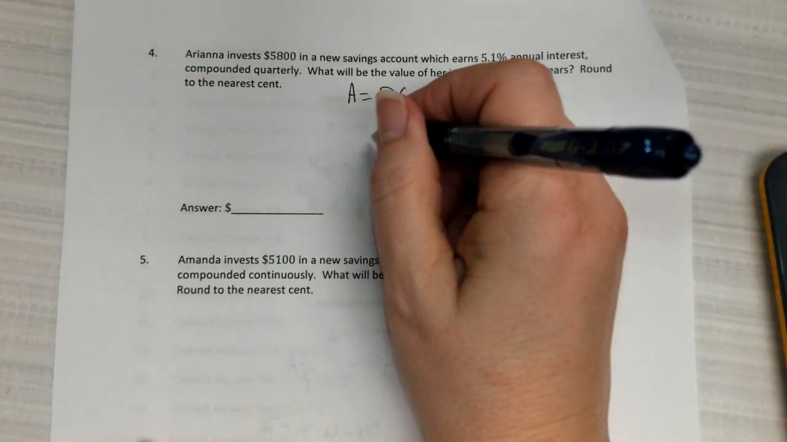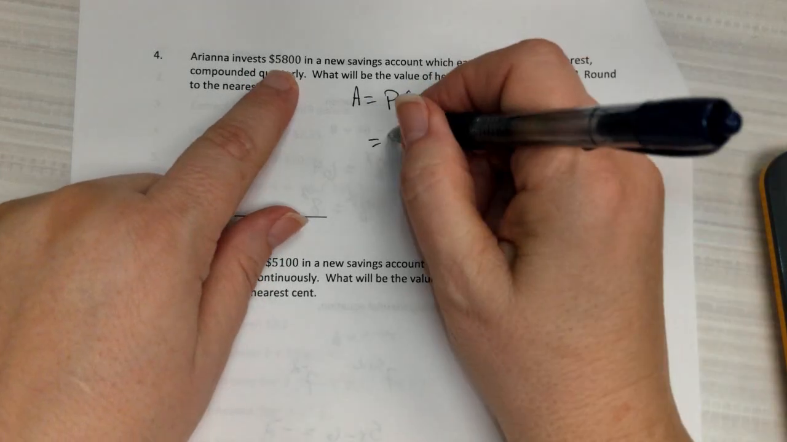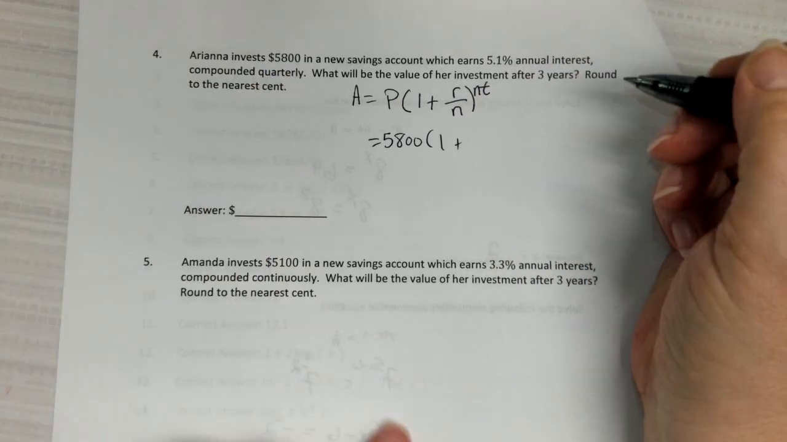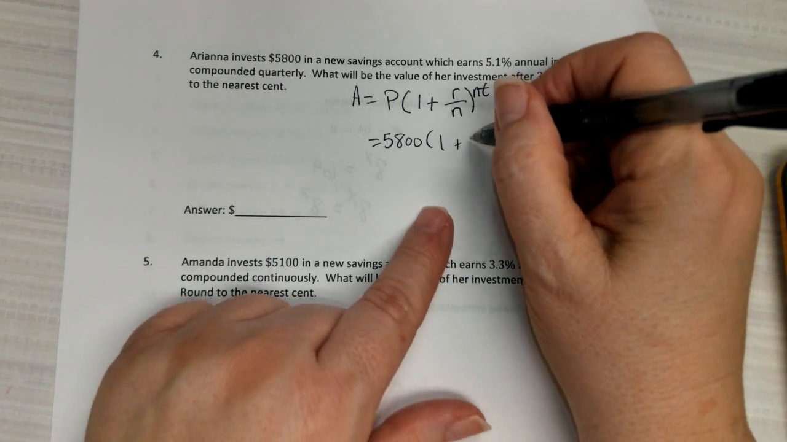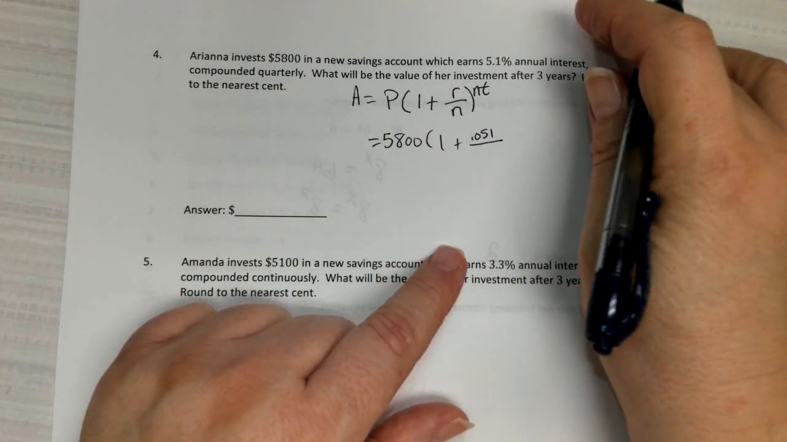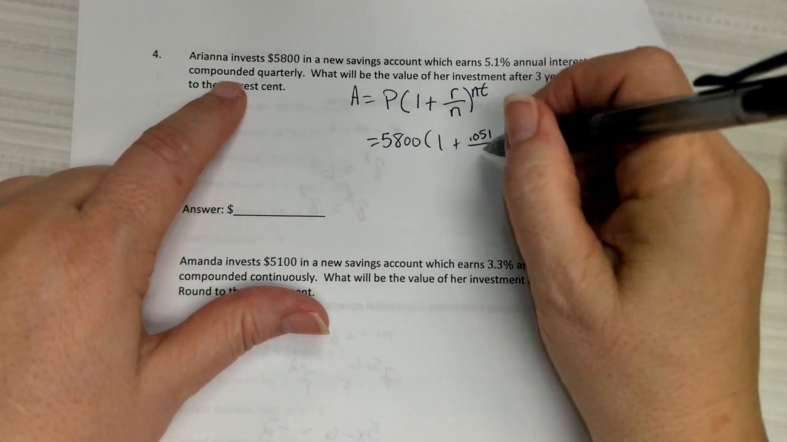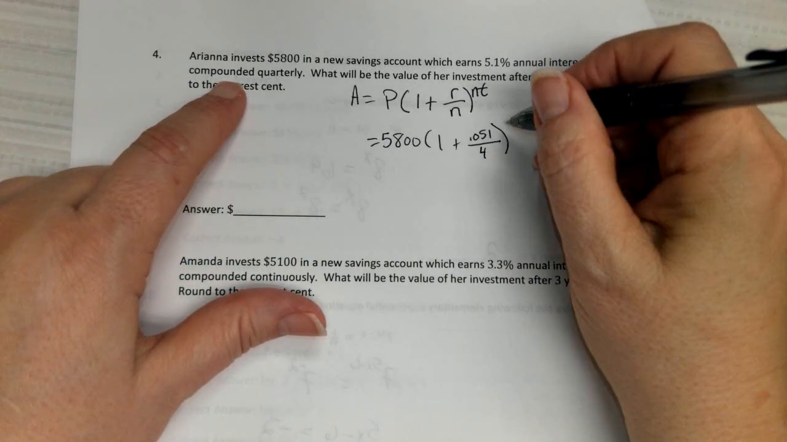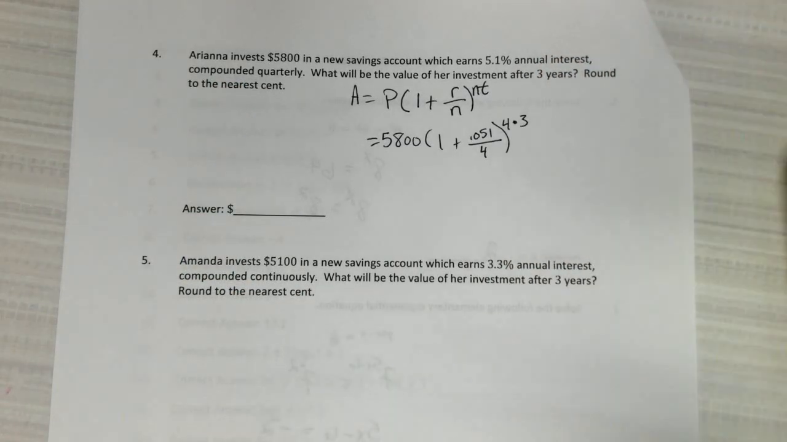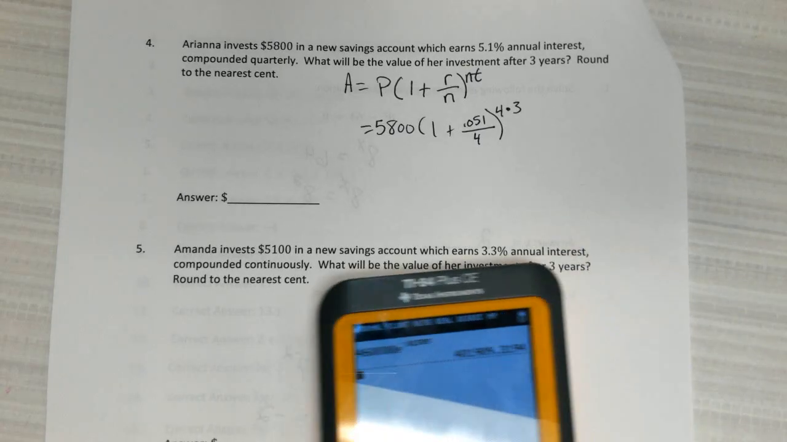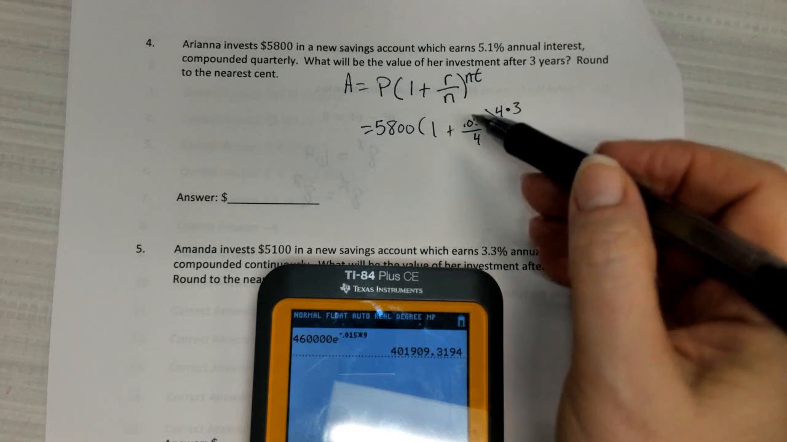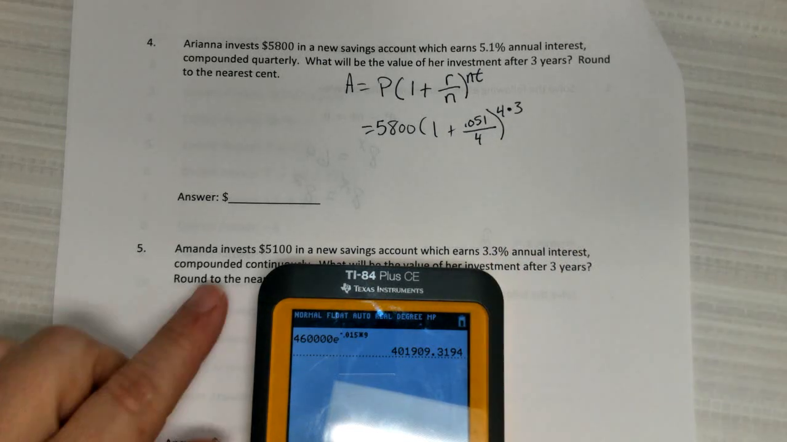So what I remember is that I'm going to start with what they gave me, $5,800. It's always 1 plus the interest rate in decimal form, 0.051 over, how often is it compounded? 4. Yes. And then it's going to be 4 times the number of years, which is 3. 4 times 3. Okay. So the 1 is for the original amount. This part right here is for the interest. And you add them together because it's compounding.